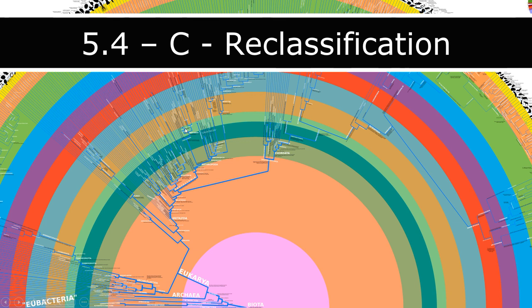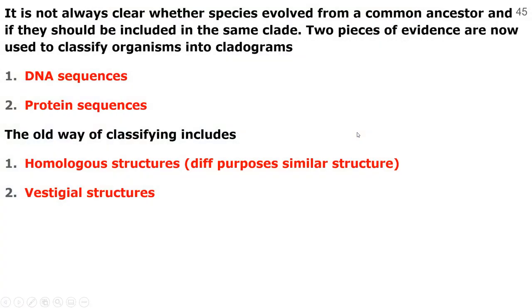So when cladistics first started, again, people were big into taxonomy in the 1800s. They were going only by physical traits that you could actually see. Since then, we've had these advances in DNA sequencing and protein sequencing, and this has led to the reclassification of some organisms. So old school, right?